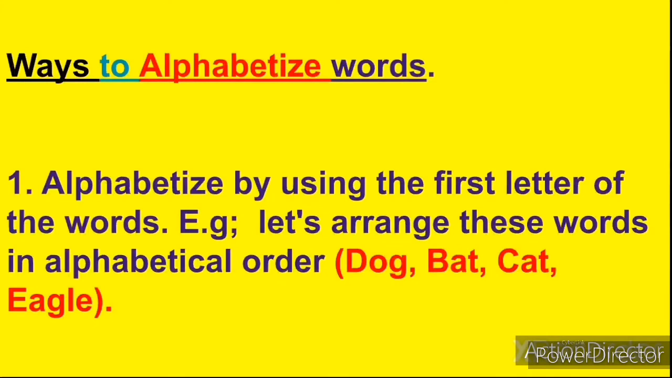Ways to alphabetize words. There are several ways for us to alphabetize words. Now we're going to be looking at some of them. The first one here says alphabetize by using the first letter of the words. We have dog, bat, cat, and eagle. If you look at the example, the first letters of these words are different, so we're going to arrange them according to the order in our alphabet.